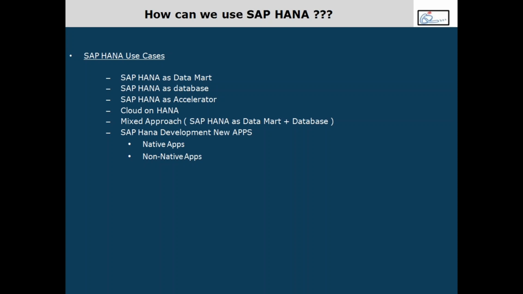Or let's say it's already migrated and you would like to work on BW with a mixed approach. You would like to leverage BW modeling and HANA modeling, mix both, and get more performance out of it. And those are the use cases you will have majorly.